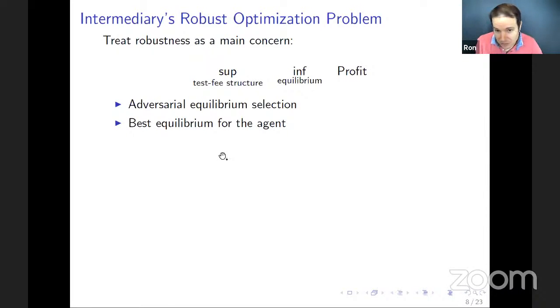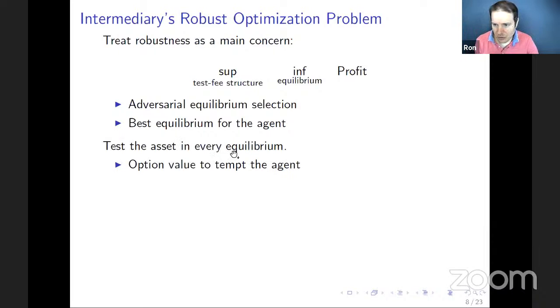So as we said, the intermediary has a problem because she's providing a service that has no value, right? So how is she going to convince the agent to take this? How's she going to force, in some sense, the agent to use her services? Well, she has to do two things. First, she has to make sure that in the test fee structure that she designs, the asset is going to be tested in every equilibrium, because if the agent decides not to test the asset, then the revenue is going to be zero. So how does she do that? There's going to have to be option value of the kind that I described, right, where the agent would like to secretly deviate to take the test if the market expects him not to take the test.